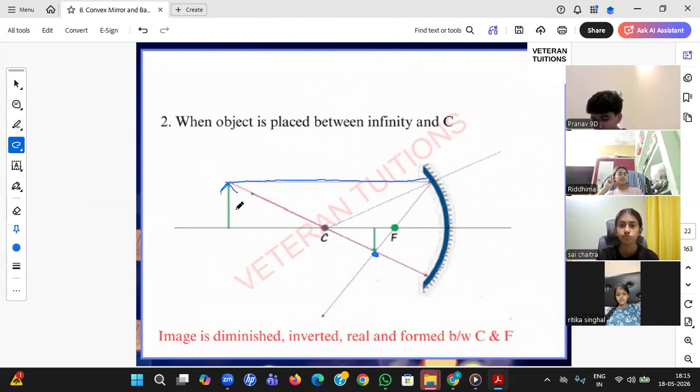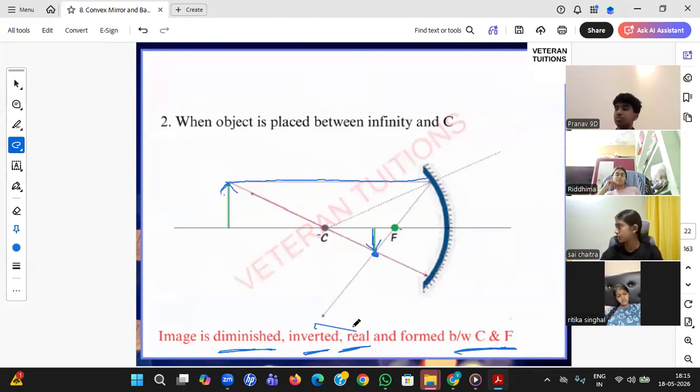And where is the image coming from? Object rays are coming from the arrow. Let me consider the arrow and construct back. Now, where is the image formed? Between C and F. Is it big or small? Small, diminished. And I also see that the reflected rays are actually meeting, so real. And also I can see that they are inverted. If real comes, automatically inverted comes, and that is what it is, inverted. Okay, these are the 4 properties of case number 2.